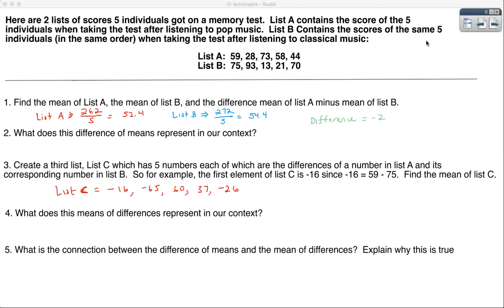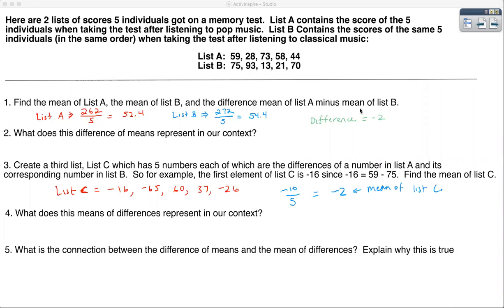Okay, same idea here. We have to find the mean of list C. So we have to add up all 5 items. When I add these up, I'm going to get negative 10. I take negative 10 and I divide it by 5, because again, I have 5 items. So this is telling me that the mean of list C is negative 2.